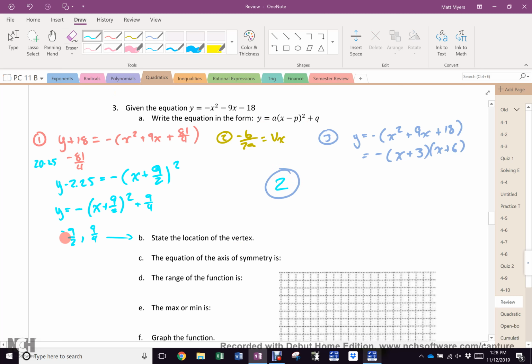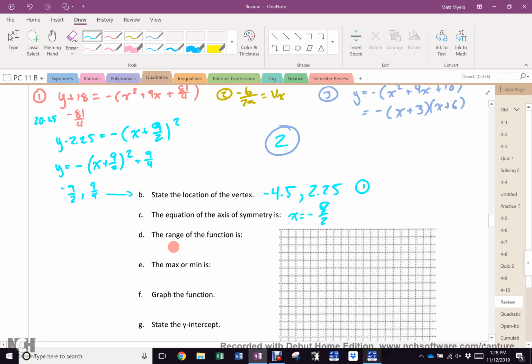Location of the vertex. Will I accept this as decimals? Yes. Does it make me happy? No. It makes me a sad parabola. But some of you will have negative 4.5 and 2.25. Axis of symmetry, x equals negative 9 halves.